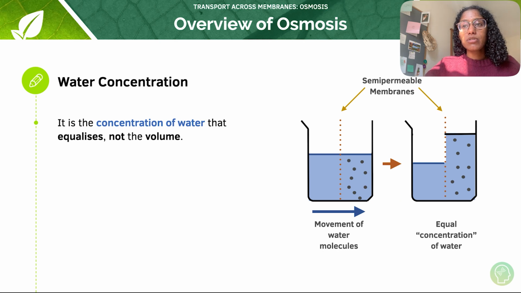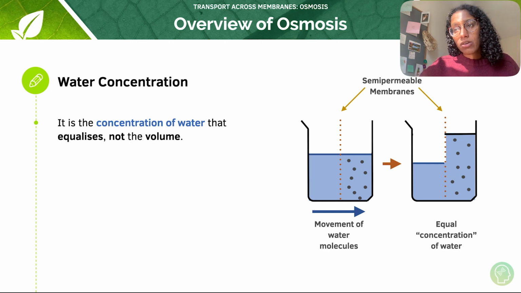So one thing to remember is that it's the concentration of water that equalizes as a result of osmosis, not the volume. So for example here, if we're talking about water molecules moving from here to here, you can see that between this and this, there's an equal concentration of water, but the volume is not equal, okay? So when we think about osmosis, we're not equalizing the volume of water, we're equalizing its concentration in a solution.